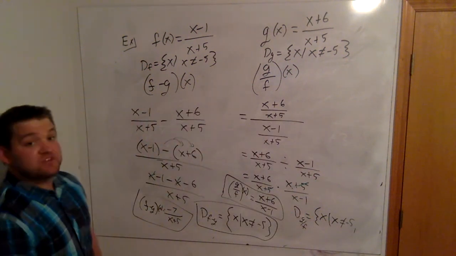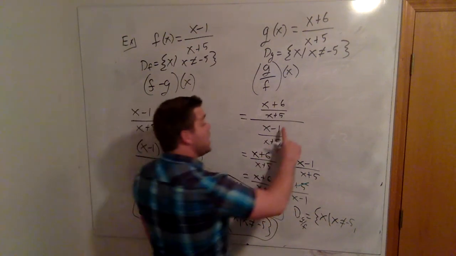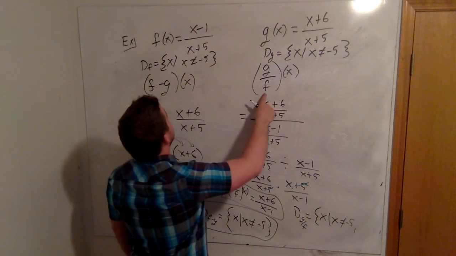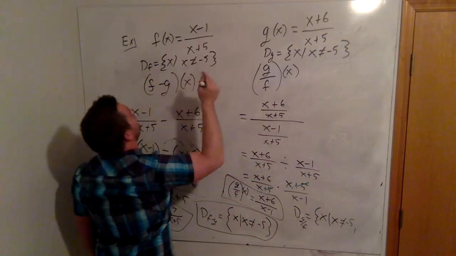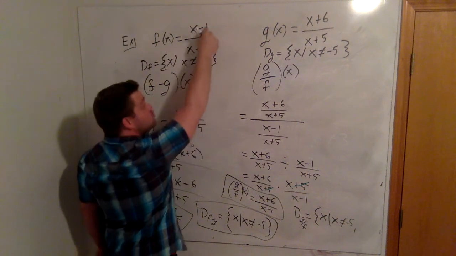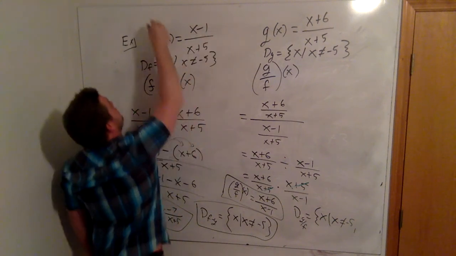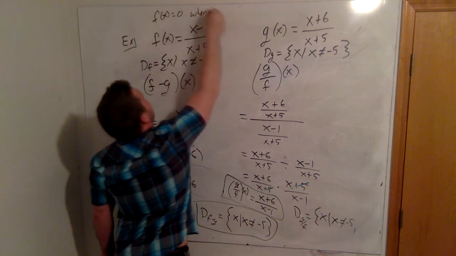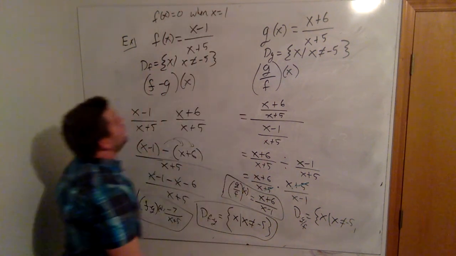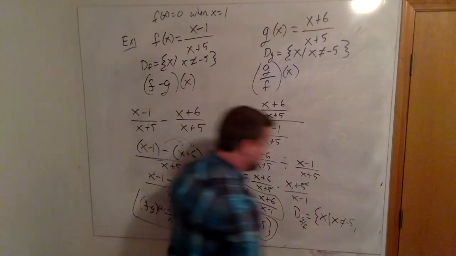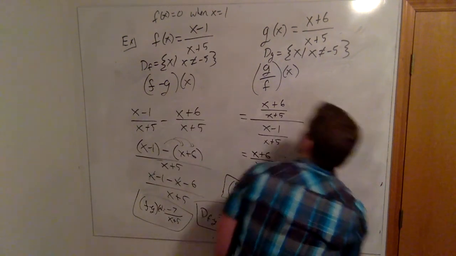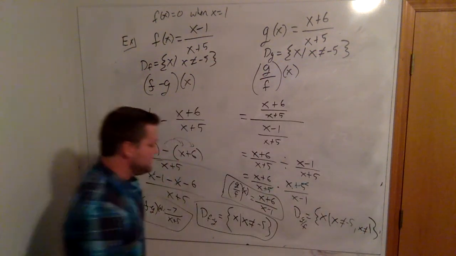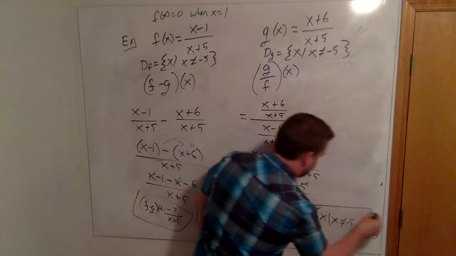And also, I need to exclude values that make the denominator 0. I need to exclude the values at which f is 0. Well, when is f 0? Where are the x-intercepts of f? That's when the numerator is 0. Notice here that f of x is equal to 0 when x equals 1. So I need to also exclude the value x equals 1. I can't plug in 1. x cannot be 1. So this would be the domain of g divided by f.